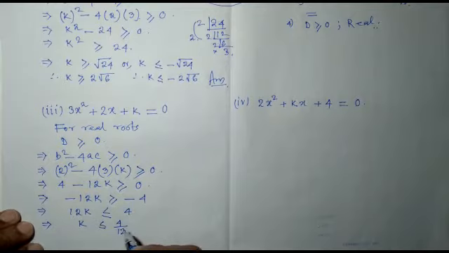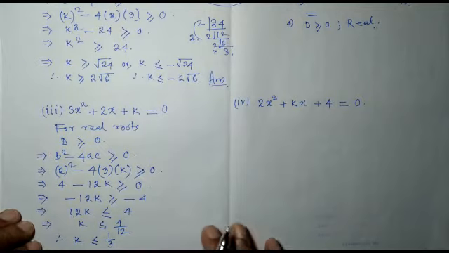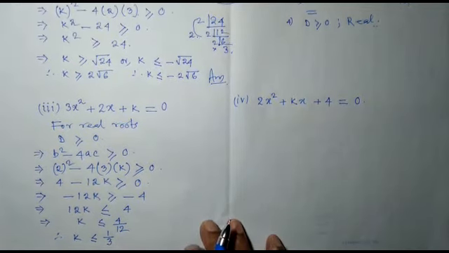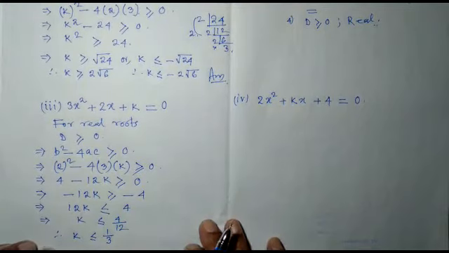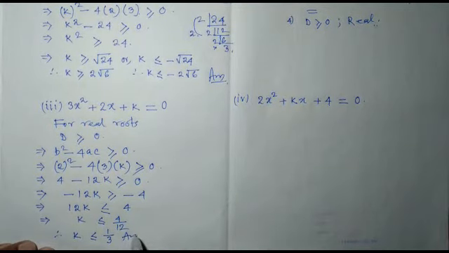K less than or equal to 4 divided by 12. So k is less than or equal to, cancel by 4, it is 1, and here 3 will come. So k less than or equal to 1 by 3. K less than or equal to 1 by 3. That is the answer.